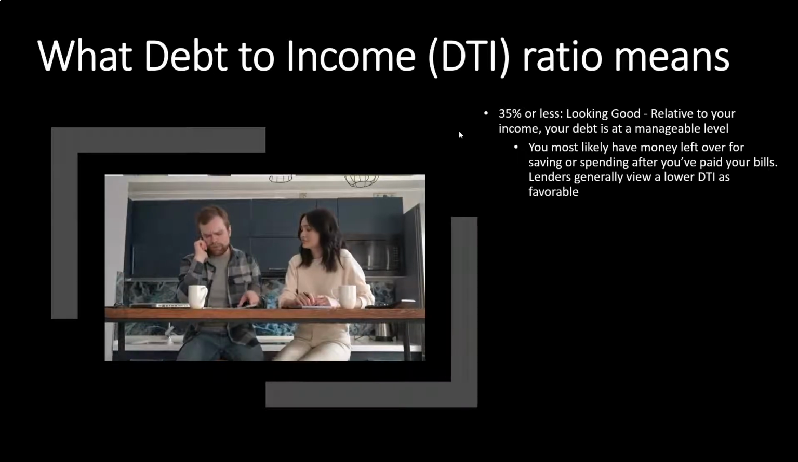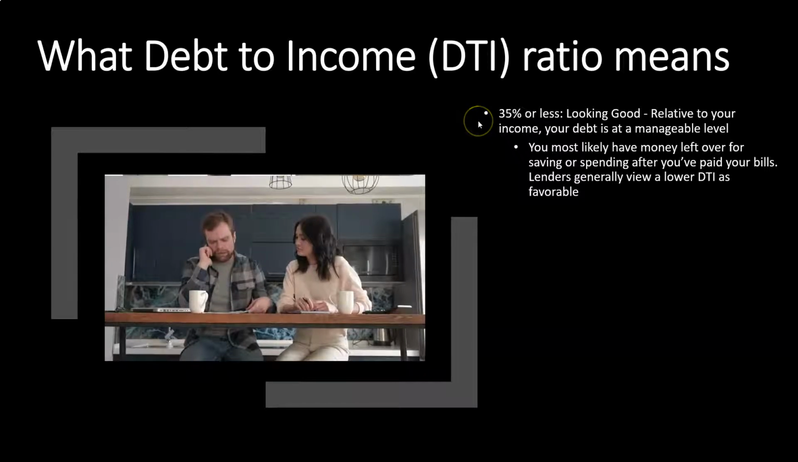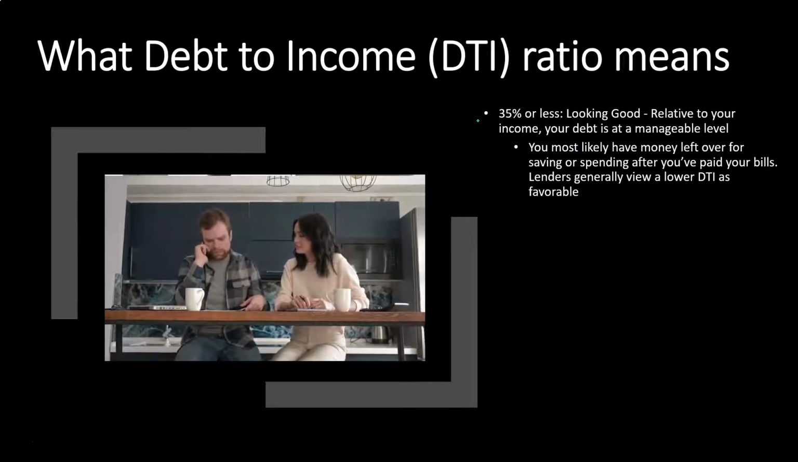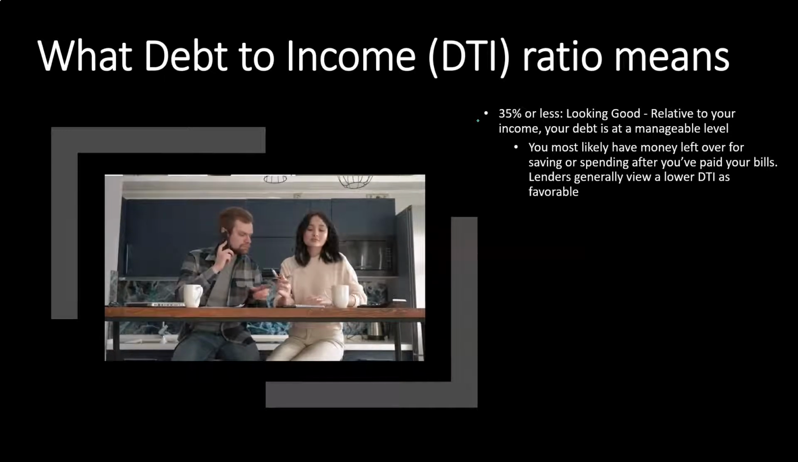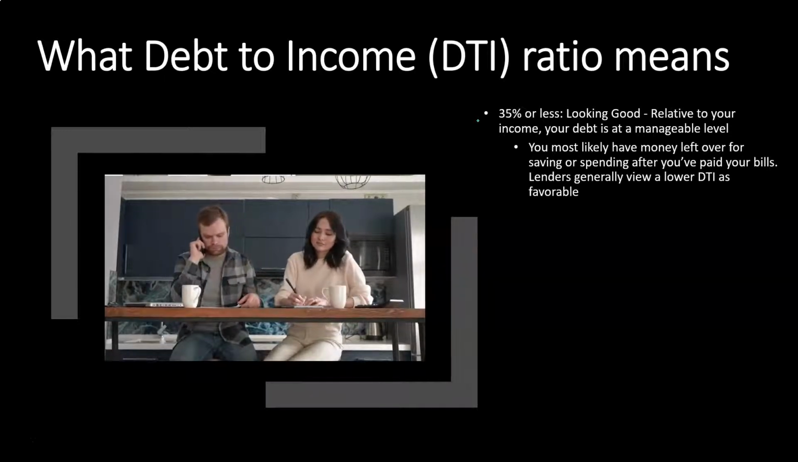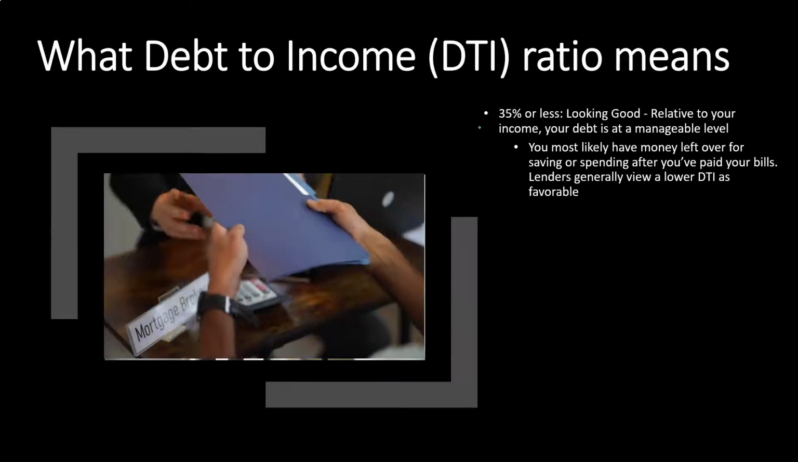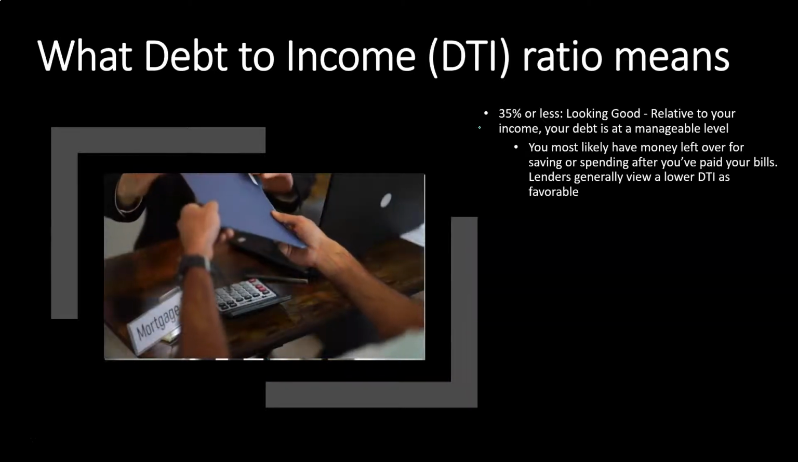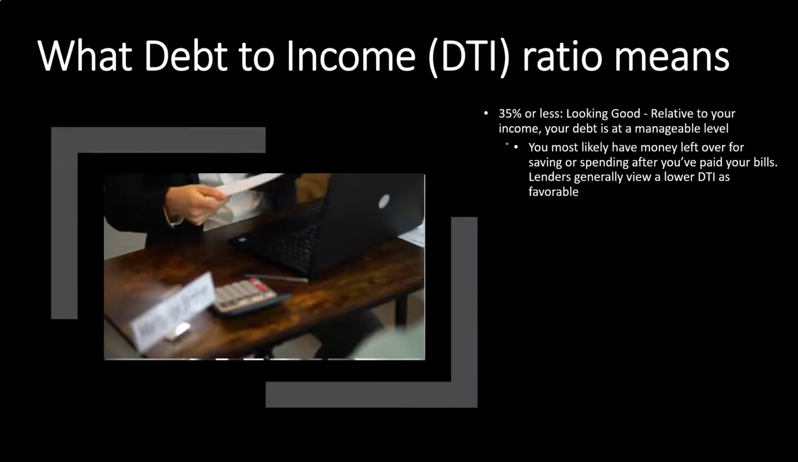Lenders generally view a lower DTI as favorable. So obviously the lenders want a lower DTI. Anything under 35 would be better still, but at 35, you might feel fairly healthy. And you can check that. You can do your own DTI ratio and then see, does that make sense to you? If you're below 35%, do you feel comfortable that you have enough money to pay your debt and your bills and so on?